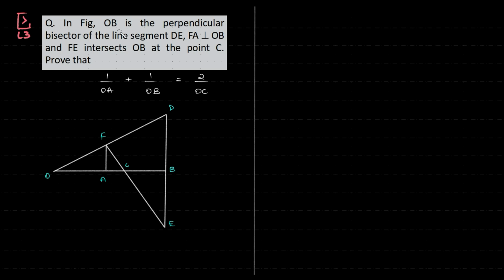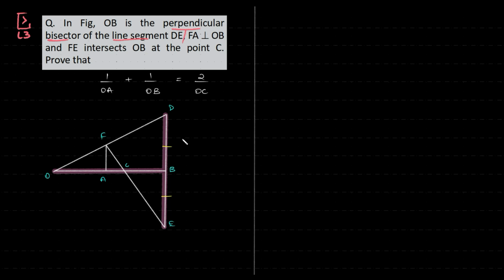In the figure, OB is the perpendicular bisector of line segment DE. What does that mean? Let's look at where OB is. This is our OB and DE is this. So this particular line is bisecting DE. That is, it is cutting the line into two equal halves.